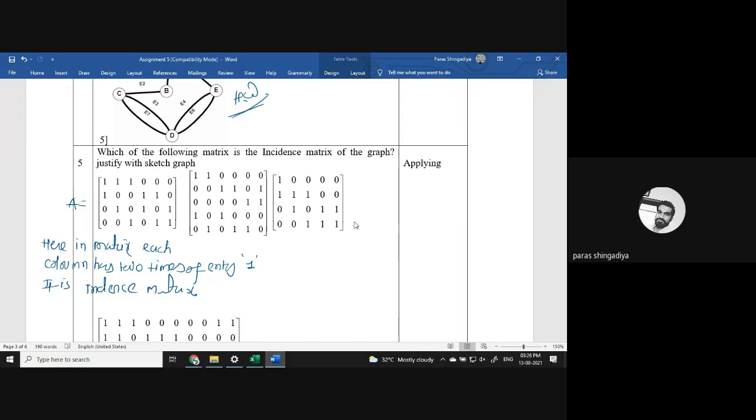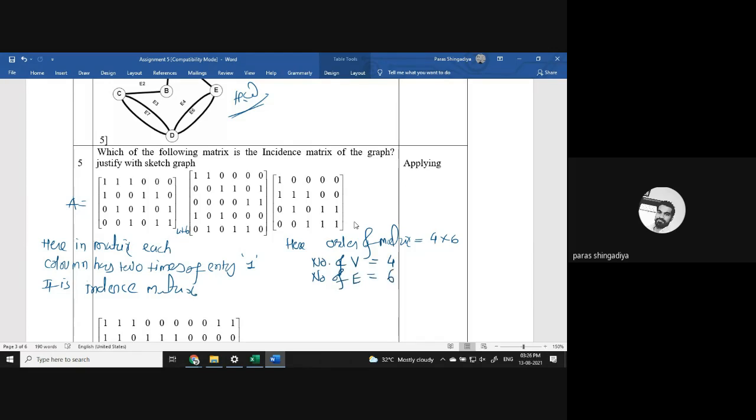Now let's create a graph. How can we create a graph? For that we consider the order of the matrix. The order of the matrix is 4 by 6. How many vertices will the graph contain? 4. And how many edges?